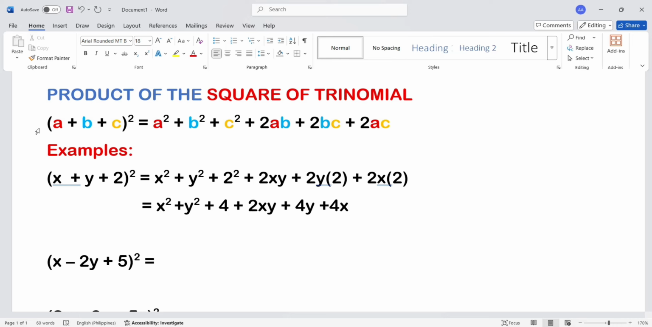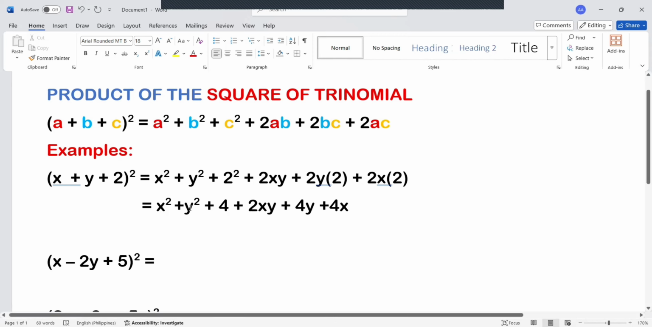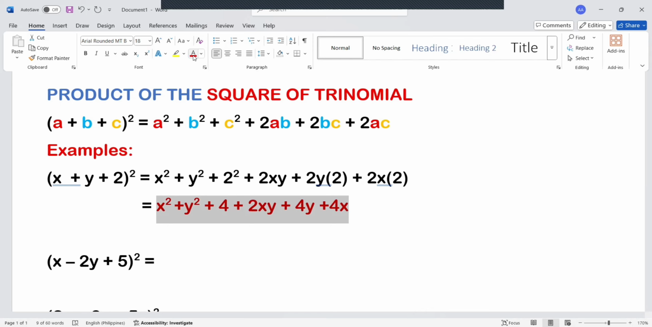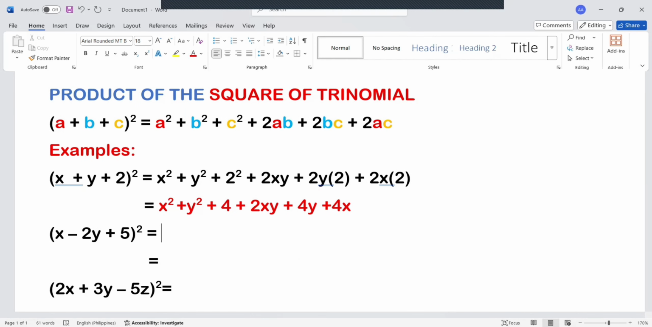So the product of the quantity x plus y plus 2 squared is x squared plus y squared plus 4 plus 2xy plus 4y plus 4x. So let's go to the next example. The quantity x minus 2y plus 5 raised to the second power.